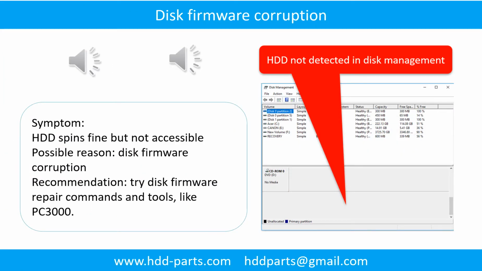Disk firmware corruption. Symptom: the hard drive spins fine, but is not accessible by any computer. Possible reason: disk firmware corruption. Recommendation: try disk firmware repair commands and tools like PC3000. The following is the sound from one of the hard drives which experienced disk firmware corruption.